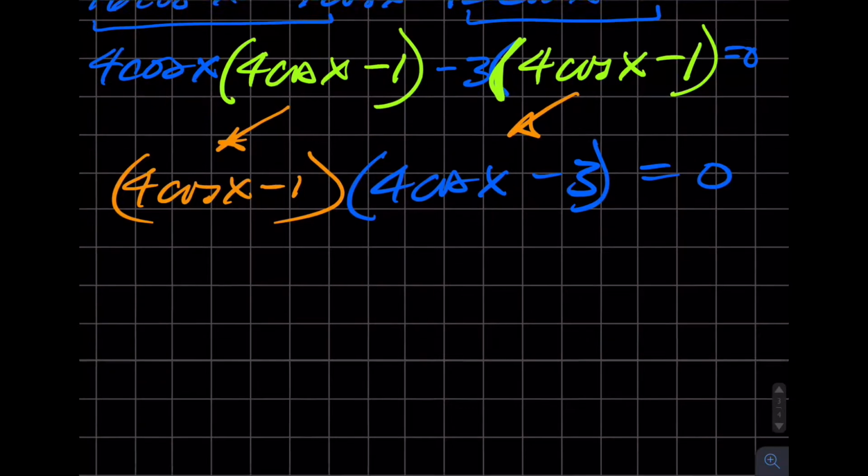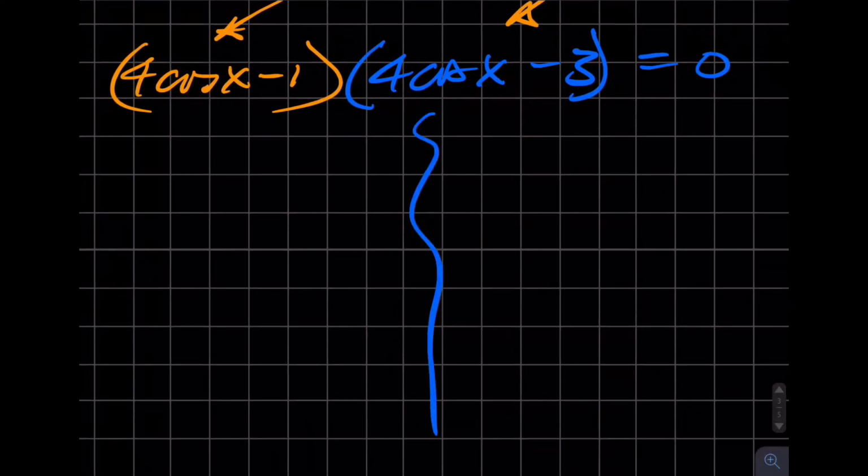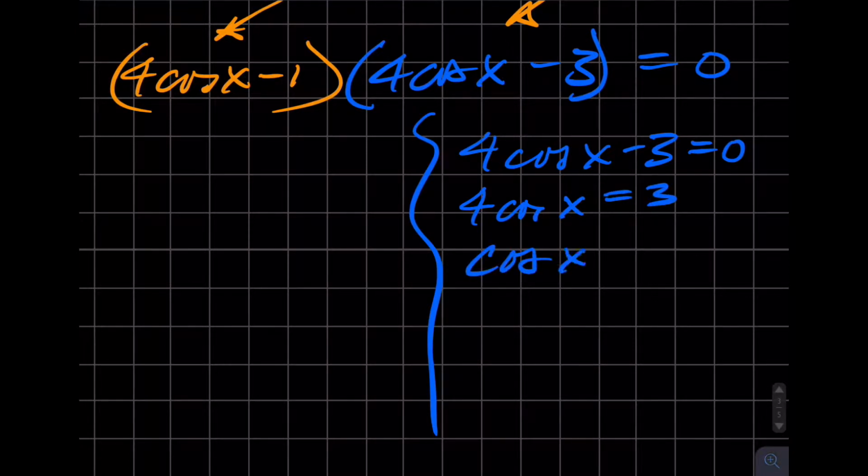Now that they're independent factors, I can consider them as separate and figure out when this blue one is going to be equal to 0, independently of when the orange one will be equal to 0. So add 3 to both sides. Divide both sides by 4. And that is not going to be one of our nice angles. So I'm going to have to take the inverse cosine of both sides and get some ugly number.